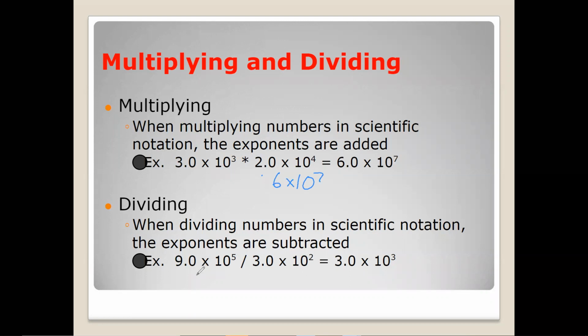For dividing, you do the exact opposite. You have 9 divided by 3. Well, that's 3. 5 minus 2 is 3. So you end up as your answer with 3.0 times 10 to the third. So like I said, multiplying and dividing is actually a little bit easier, and I like doing that much, much better than I do adding and subtracting.